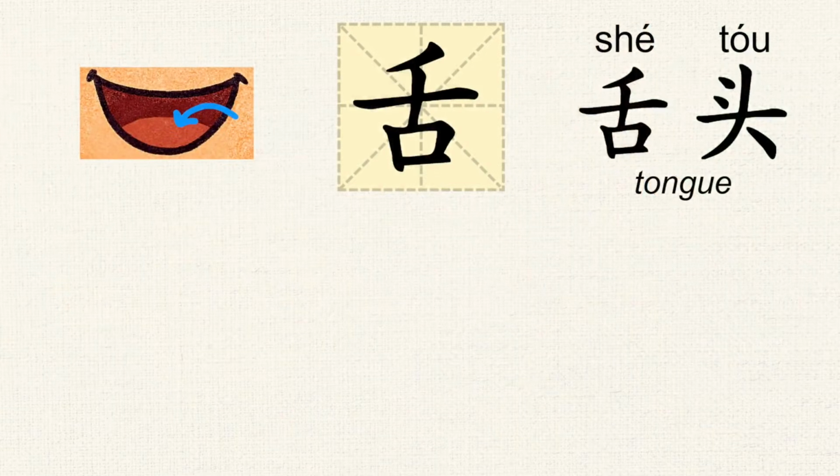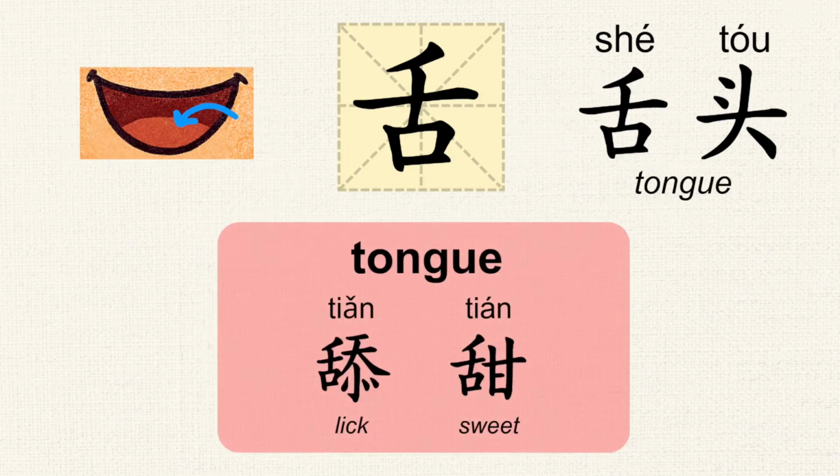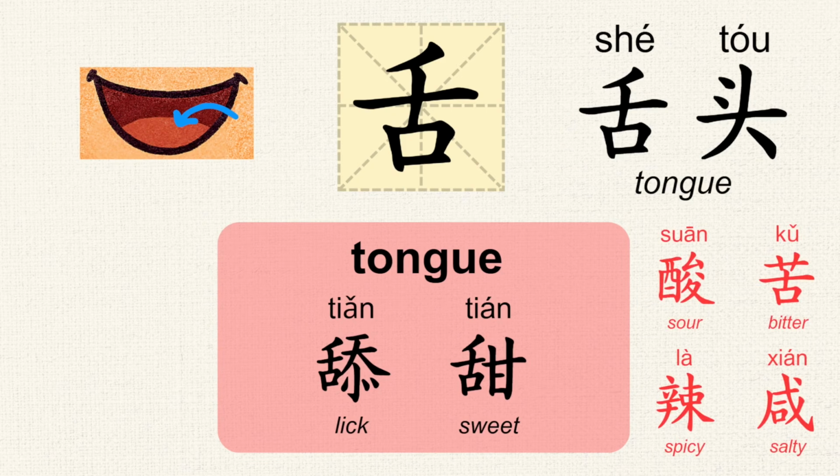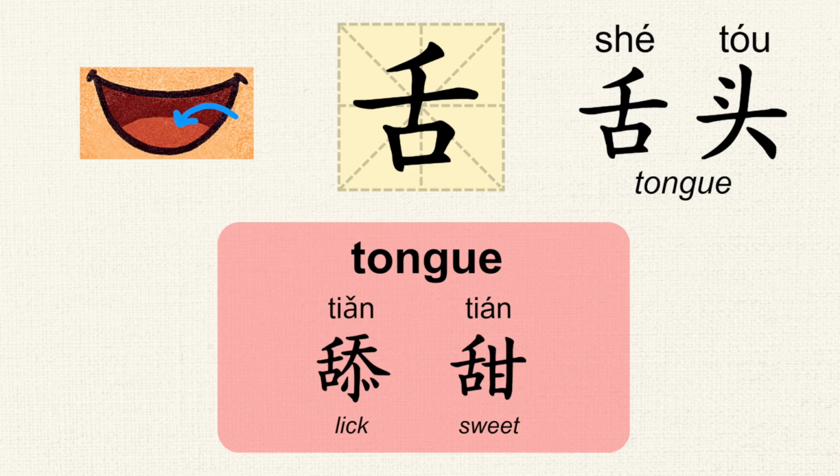She, the character for tongue, also aptly includes kou. Very few characters use it as a radical, but because they make a lot of sense, I'll show them anyway. Tian means to lick, and tian means sweet, because our taste buds lie on the tongue. You might think, what about the other tastes? But no, they use other radicals, which do make sense in their own right, but I digress.